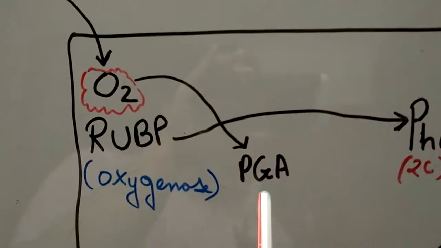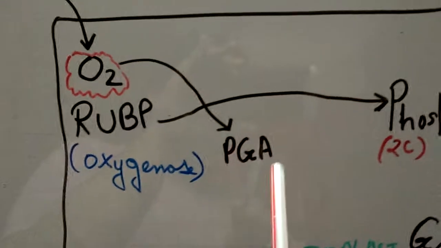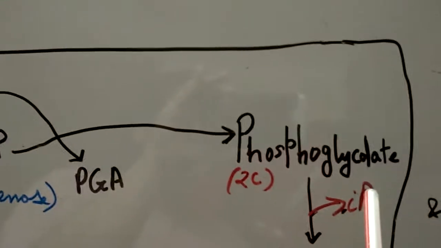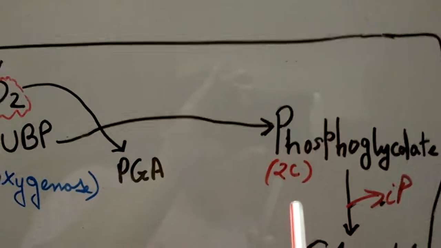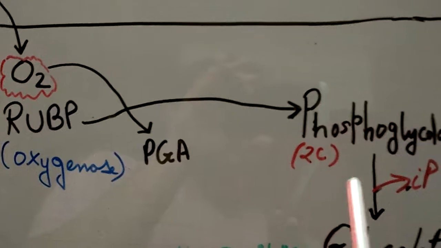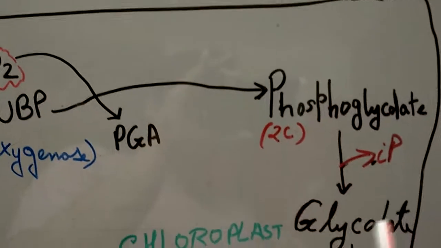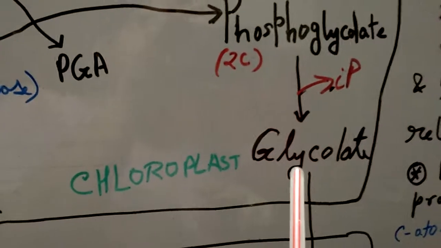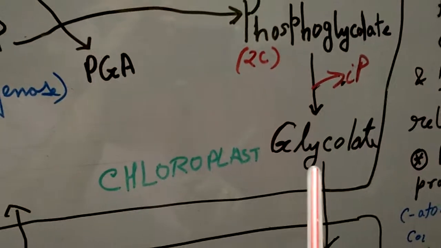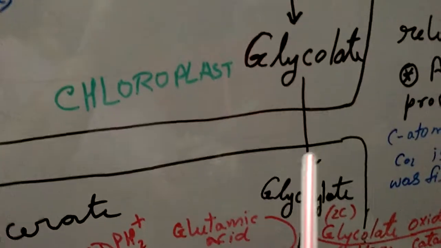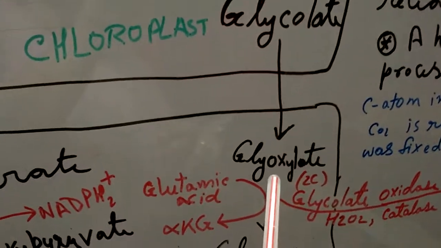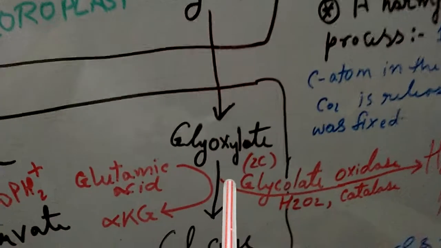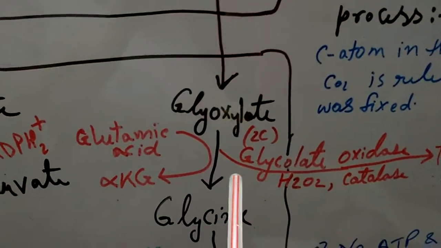This will produce phosphoglyceric acid. Phosphoglyceric acid will convert into phosphoglycolate, which is a 2-carbon compound. This will release one molecule of inorganic phosphate to convert into glycolate. Glycolate will convert into glyoxylate and will move into the next organelle, which is peroxisome. Glyoxylate is again a 2-carbon compound.